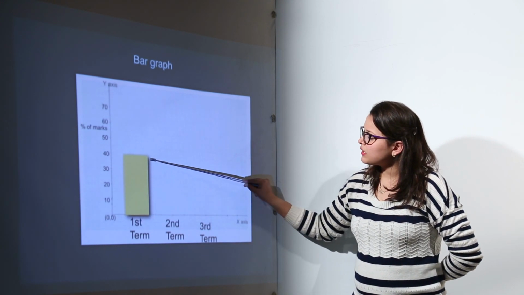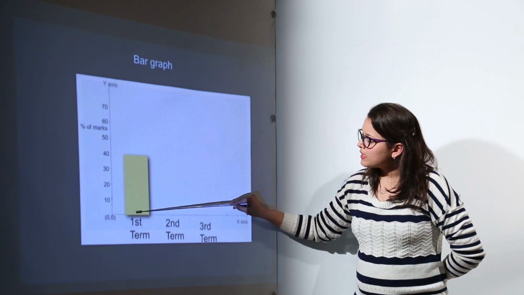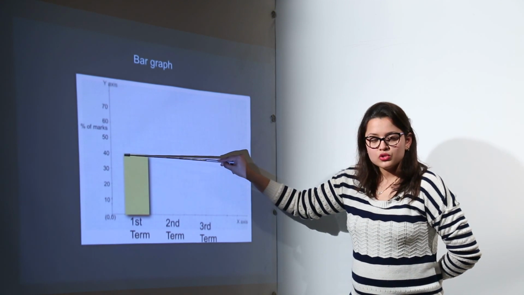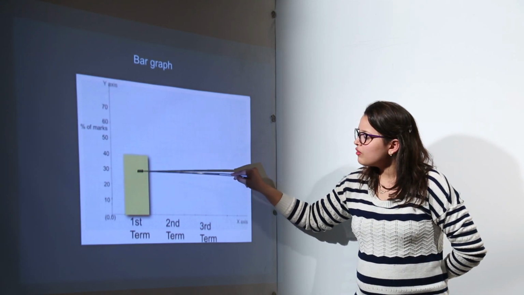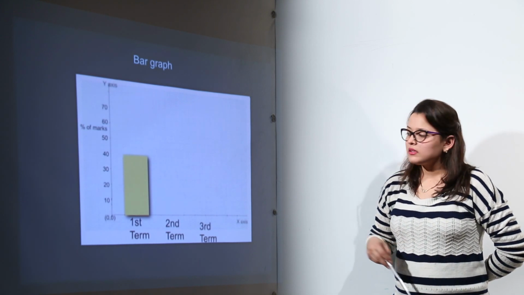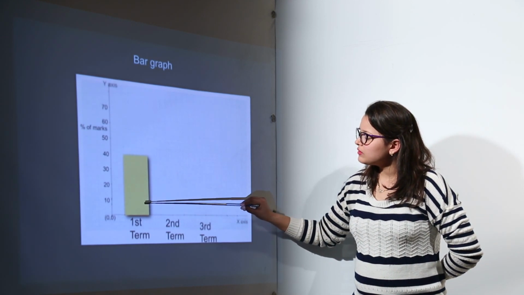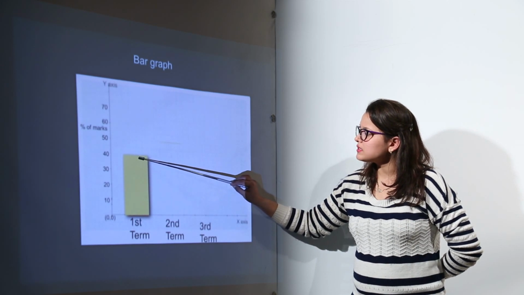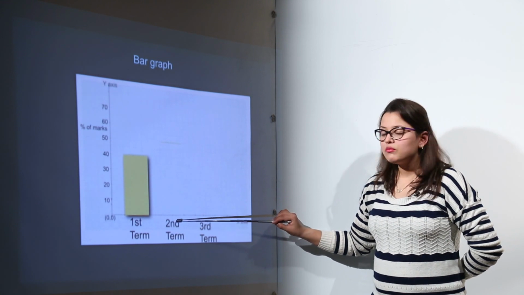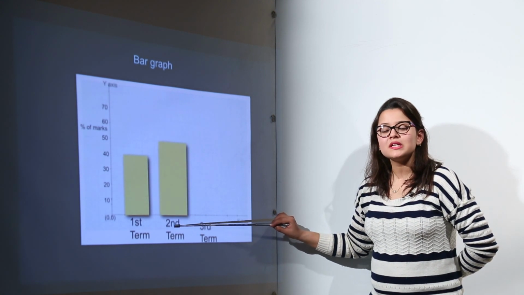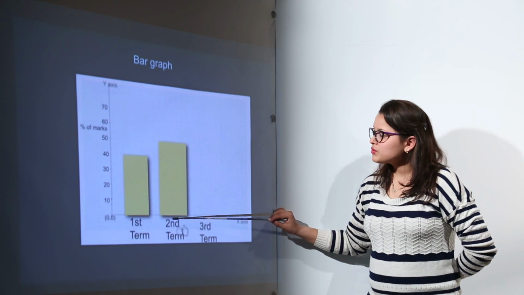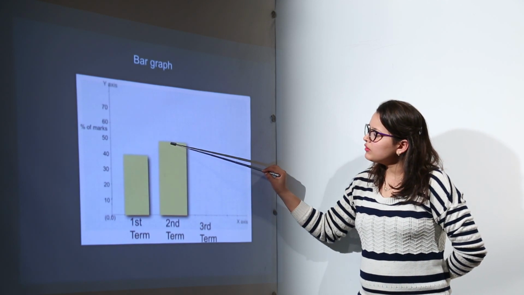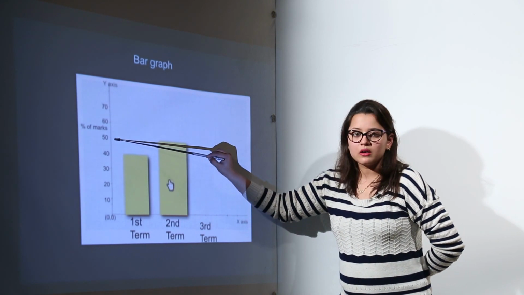Now the first bar you can see is depicting that the student secured 40% marks. So in the first term the student has secured 40% marks, right? The graph is clearly representing that the marks secured in the first term are 40%. Now for the second term, what was the question? For the second term the student has secured 50% marks. So the bar that you are going to draw for the second term will be up to the 50% mark, right?